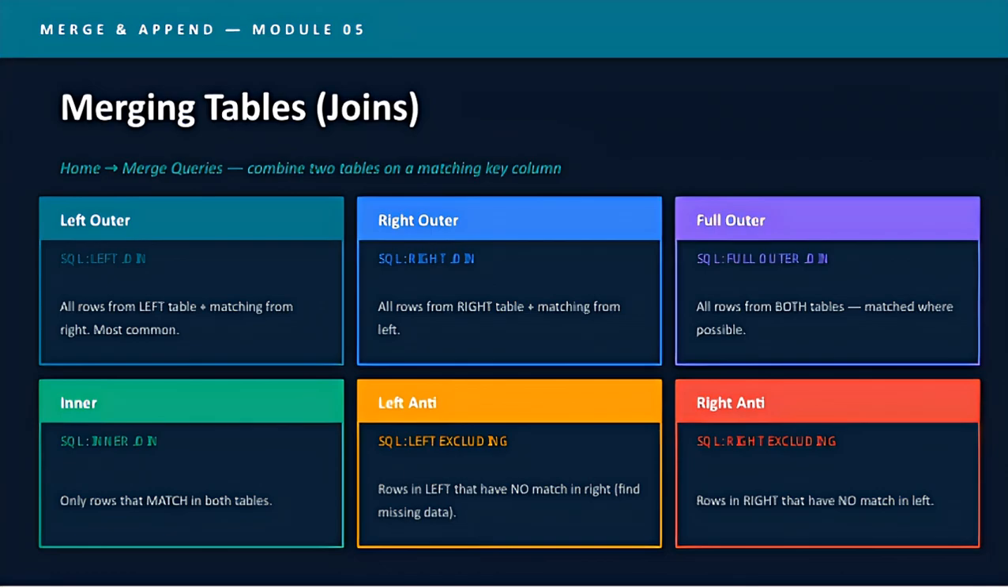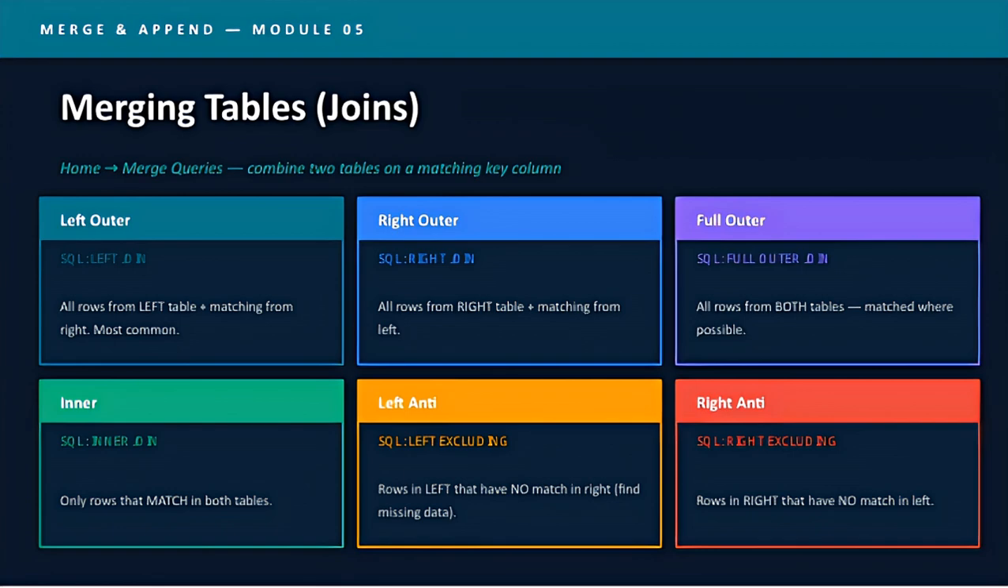Finally, in our overall process, we often start with a merge queries operation, combining two tables based on a key column. Understanding these different join types helps us control exactly what data we want to include in our analysis. Now let's walk through the steps for combining tables.